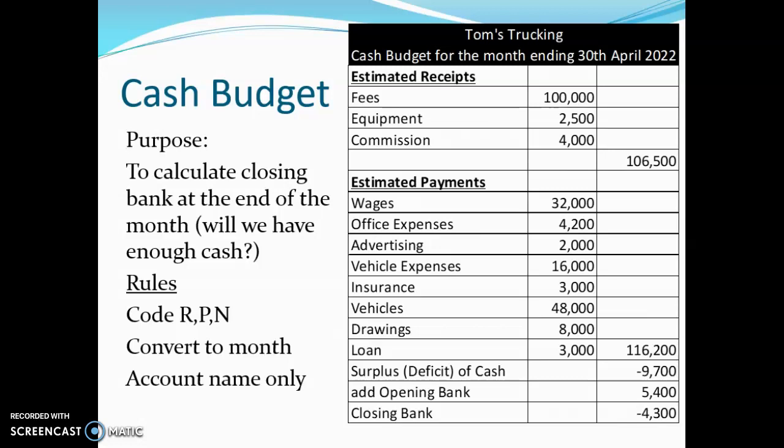Revision 7, the cash budget. This is question 3 in the financial statement exam, and you can get an E8 from this one question, so it's worthwhile having a really good go at it. Cash budget, first thing, the purpose of it.